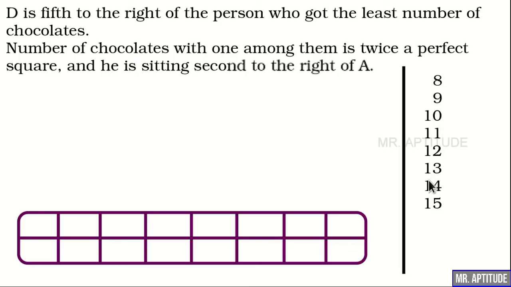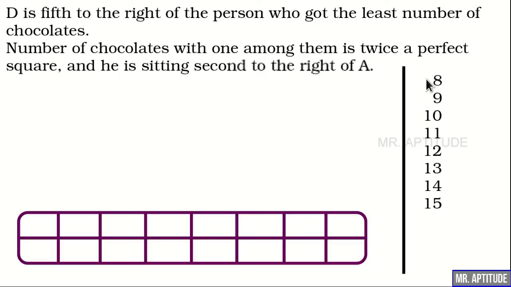Twice a perfect square. So if you understand this, half of this number should be a perfect square. How many such numbers exist? Only one. 8 by 2 is 4. 10 by 2 is not a perfect square. 12 by 2 is not a perfect square. Even 14 by 2 is not a perfect square. So the given information is about the person who has got 8 chocolates.